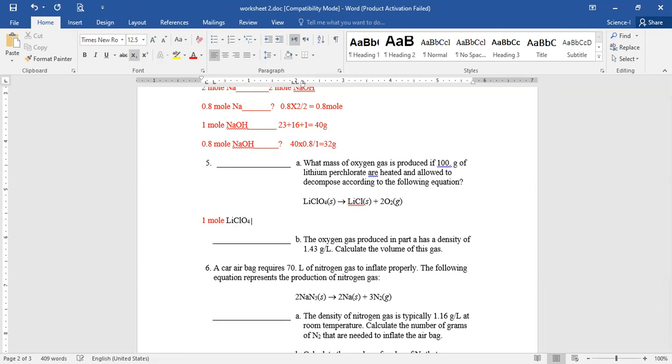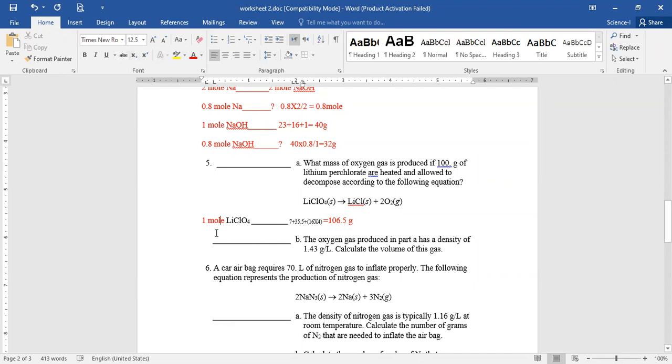So 1 mole of lithium chlorate will represent how many grams? Let's find. Lithium is 7, plus chlorine is 35.5, plus oxygen is 16 multiplied by 4, because we have 4 atoms of oxygen. So overall it equals how much? It equals 106.5 grams. That's 1 mole.